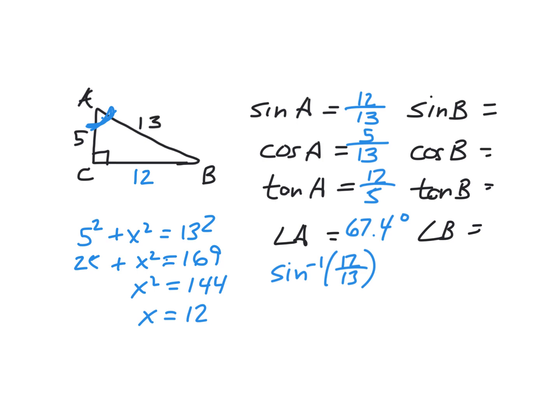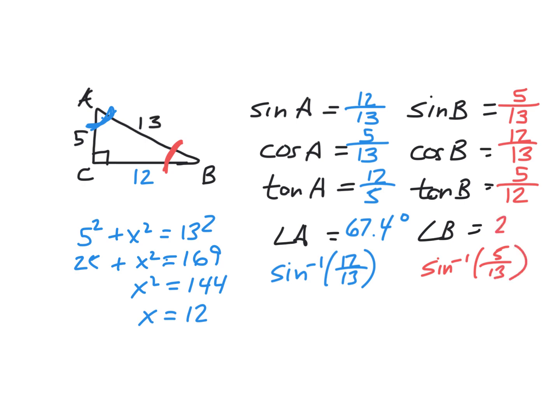Then using angle B, sine of B, opposite over hypotenuse, is 5 over 13. Cosine of B, adjacent over hypotenuse, would be 12 over 13. Tangent of B is opposite over the adjacent, which would be 5/12. To find that angle, I'm going to do the sine inverse of 5/13, or take 90 minus that other angle, which is going to give me 22.6 degrees.